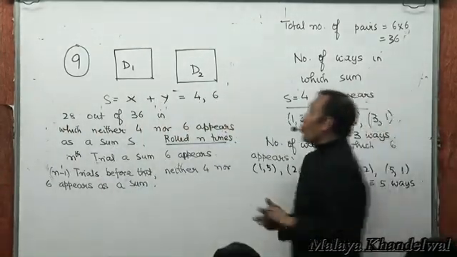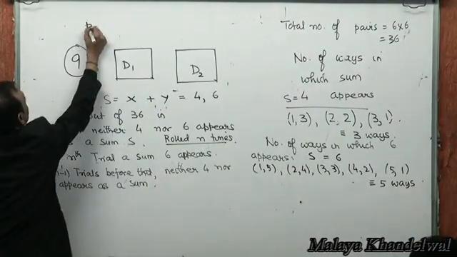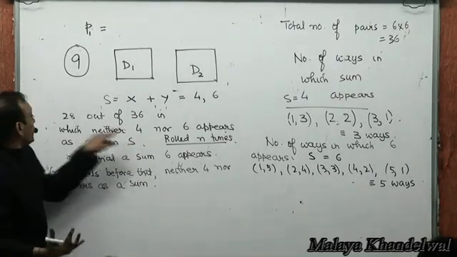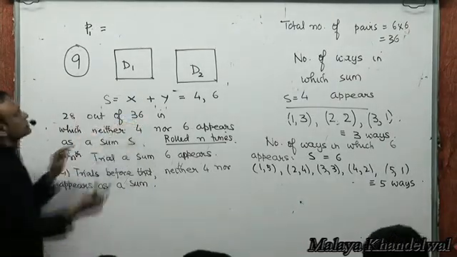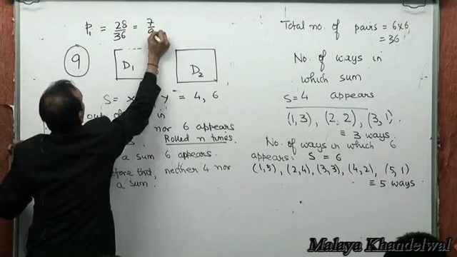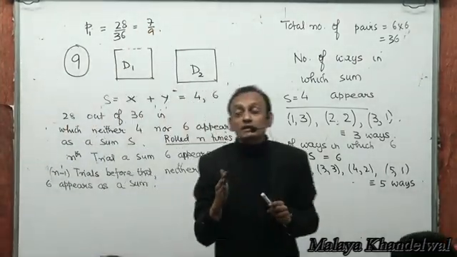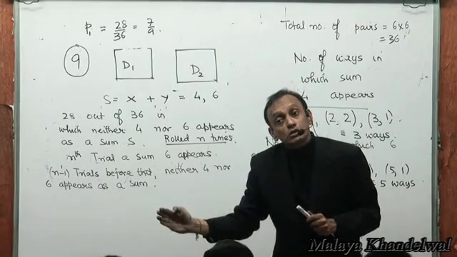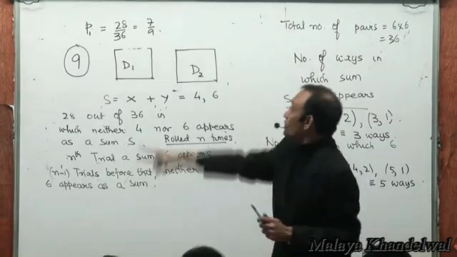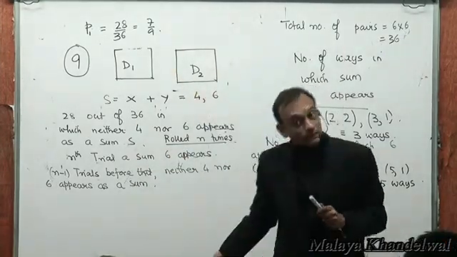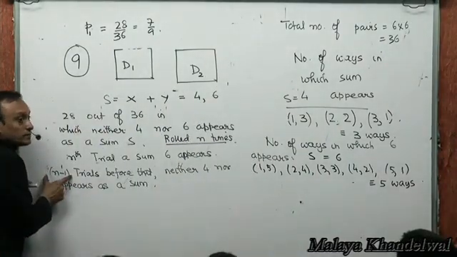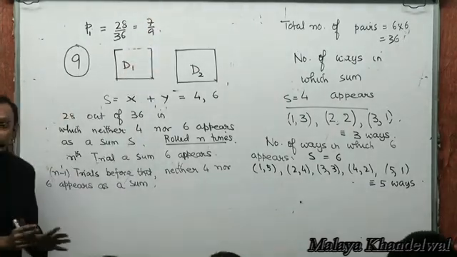Now, what's the probability P1 of neither 4 nor 6 appearing as a sum? 28 divided by 36, which is 7 by 9. 7 by 9 is the probability that neither a sum 4 nor a sum 6 appears. Yes or no? The probability is 7 by 9. And I want this to happen for the first n minus 1 trials.